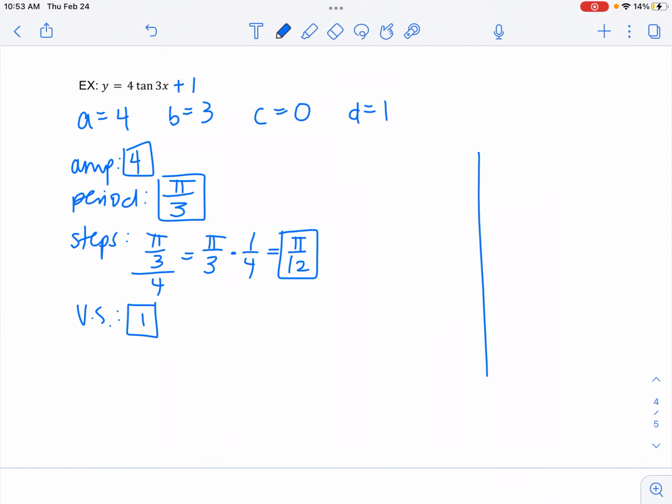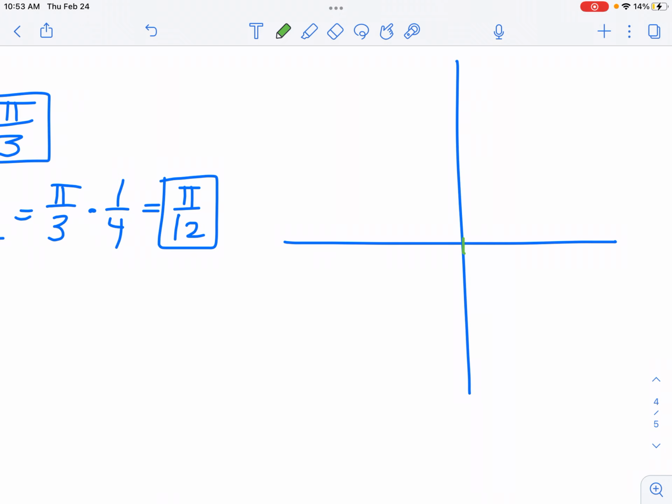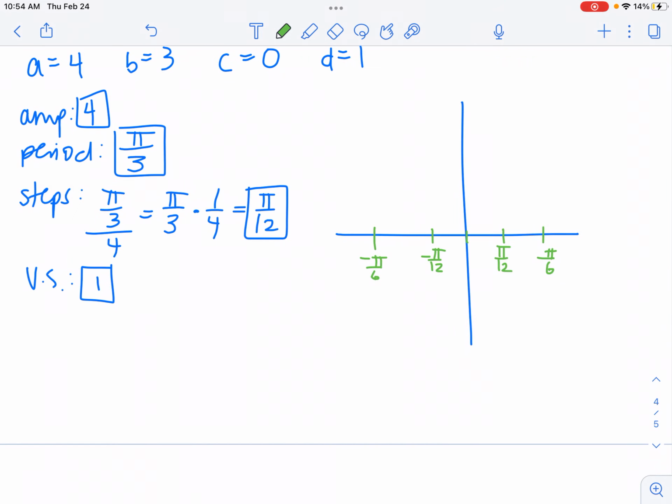Let's do our coordinate plane. Here we go. Let's start with the steps. I'm going to mark them just the same. So we've got a center, 1, 2, 1, 2. My steps are pi over 12, so this is going to be pi over 12. And then you've got 2 pi over 12. 2 over 12, that simplifies to 1 over 6. So pi over 6 is that final step there. Do the negative on the other side. Okay. So there we have it.